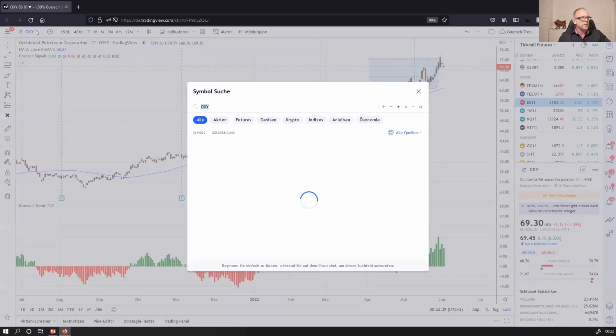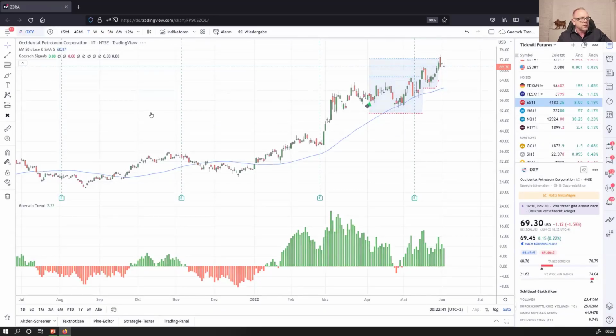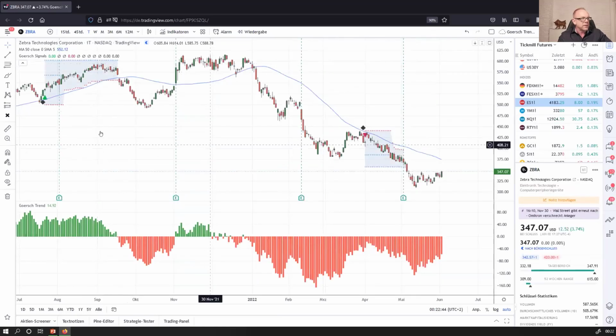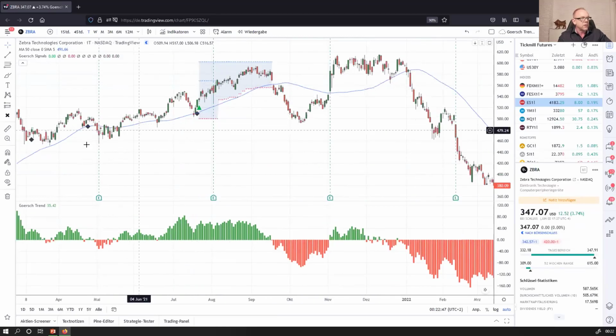So we have Zebra Technologies here. At first, the stock was in a valid uptrend. We can see it here. We have higher highs, higher lows. And what's very important as well is you can see here and here that you got trade warnings, but the actual trade was never filled because we didn't get a follow through.